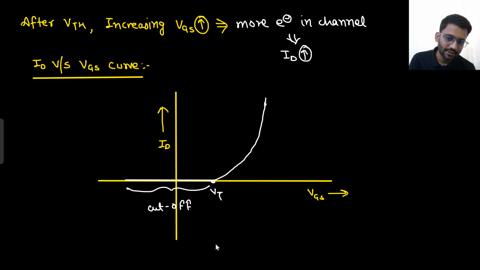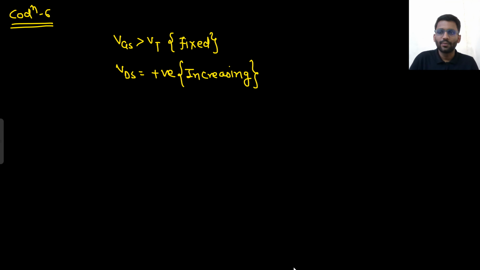Why is it cutoff? Because there is no current. And this curve is very, very important. Well and good. Now condition 6: my VGS is greater than VT, which is fixed. That means I have given enough gate voltage to conduct the current. Now my VDS is also positive, but VDS is increasing.